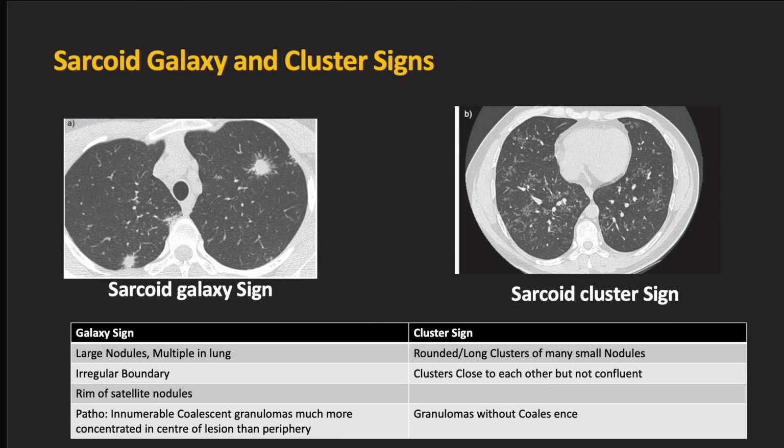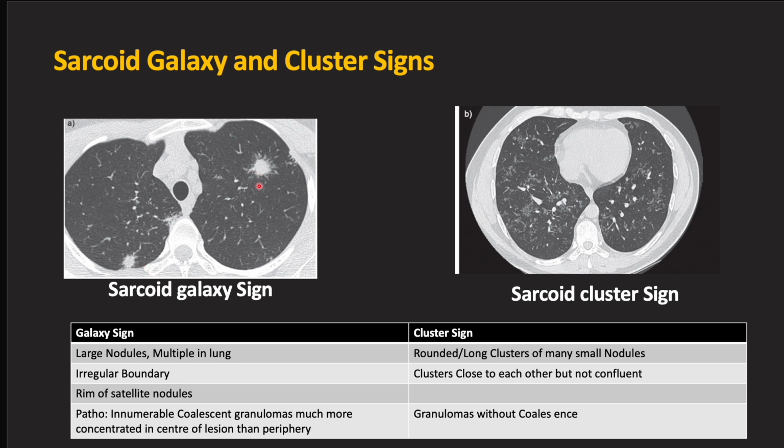Let's come to a few signs that have been described in sarcoidosis when we talk about nodules. So this is the first sign. It's called the sarcoid galaxy sign. Now, if you think of galaxy, just the word, you can think of something like a solar system. So just think about it that way, that there's something in the middle and there are tiny things around it, right? So these are usually large nodules.